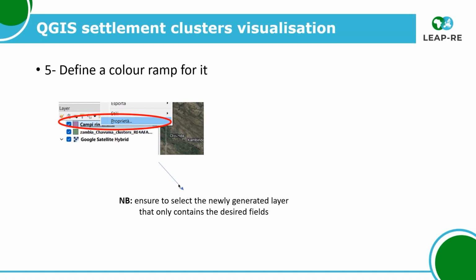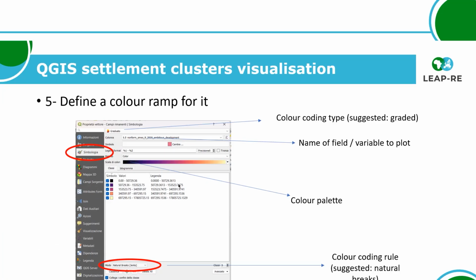Then we possibly might want to classify or encode the different clusters by color using this property that we just selected. Of course, we should apply this color ramp to the newly generated layer, which only contains the fields of interest, as we did in the previous step. So we will see in the layer box on the bottom left of QGIS a newly appeared layer, and on this one, we will right-click and select Properties.